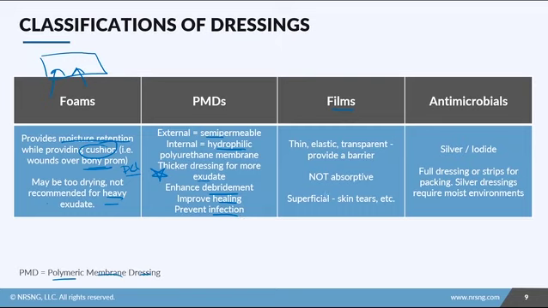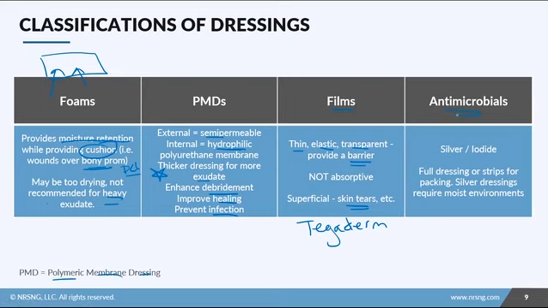Now, simple films, a great example of a simple film is something like a Tegaderm that you would cover an IV with. They are a thin, elastic, transparent dressing that simply provide a barrier. They are not absorptive. They don't have any other benefits. They simply provide a barrier between that wound and the outside world. So a great example would be like for a skin tear over an IV, things like that.